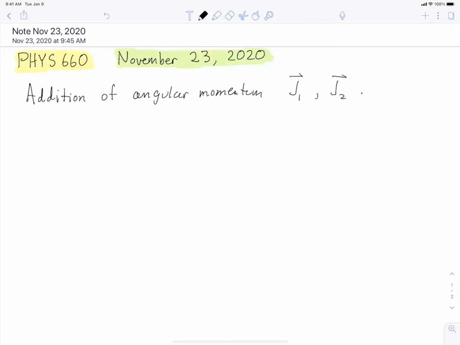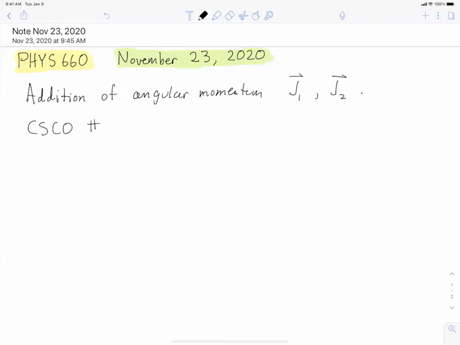Okay, good morning, everyone. So last time we had been talking about addition of angular momentum. And so the idea is we have two generic angular momentum operators. And so the first thing we want to consider is what's a complete set of commuting observables for these operators? And there are two good answers.